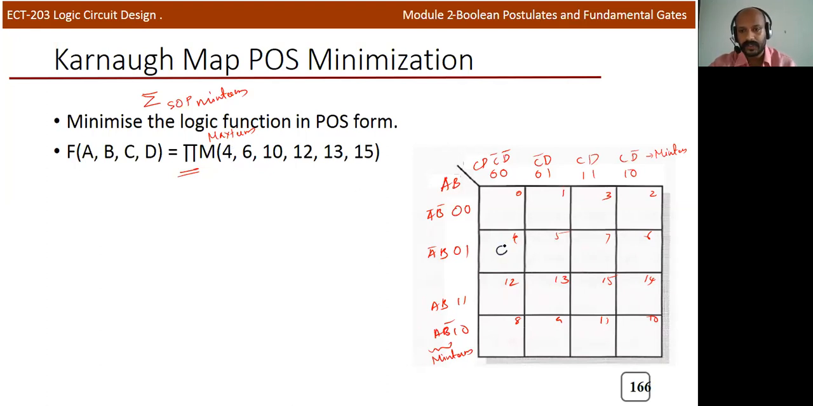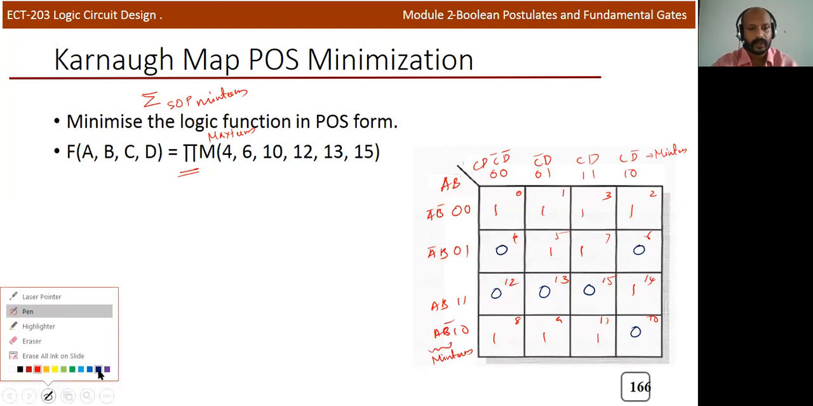So here we'll put a 0 when it is 6, and 10 will be 0, and 12 will be 0, and 13 will be 0, and 15 will be 0, and the remaining values we will indicate as 1. Okay, and just see the difference when you compare with the previous SOP problems. In SOP we will indicate 1, now we will indicate 0. Okay, for this particular question.